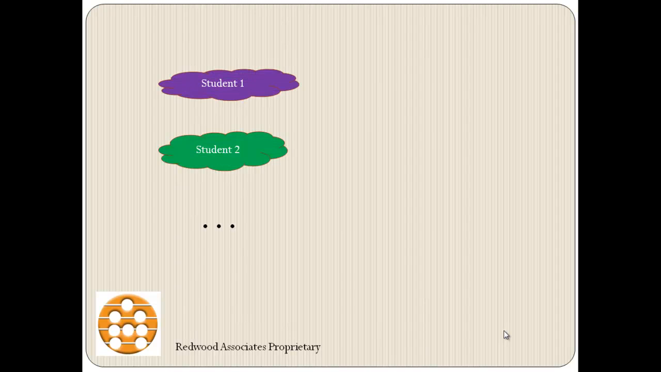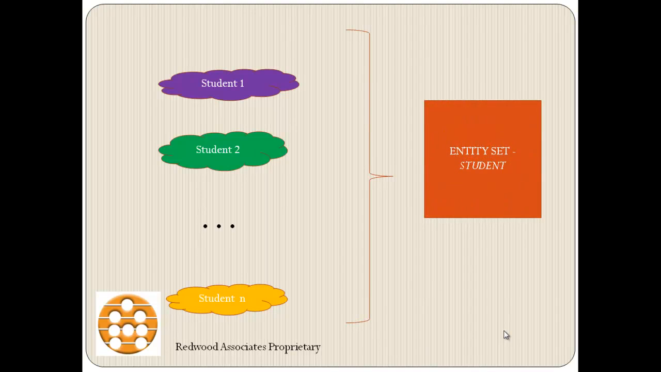Now, let's take all the students that belong to Harvard University. Now, since all these students have the same share of properties and they also are of the same type, they constitute what is known as an entity set. So, an entity set is nothing but a set of entities of the same type and that share the same properties or attributes. Now, what exactly is an attribute?